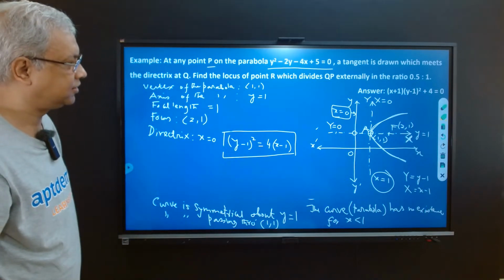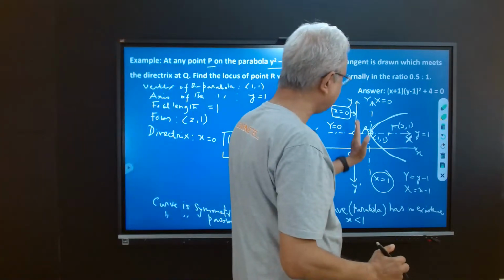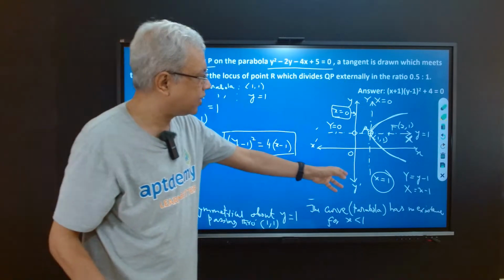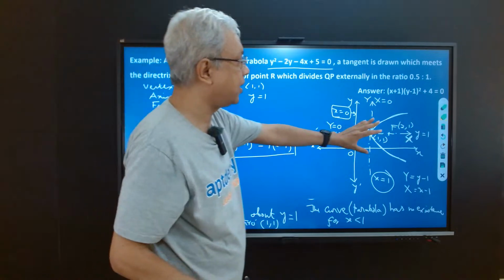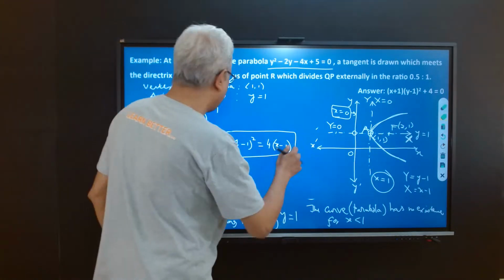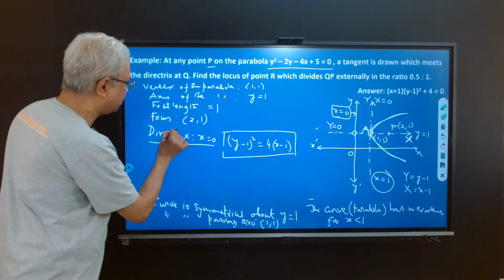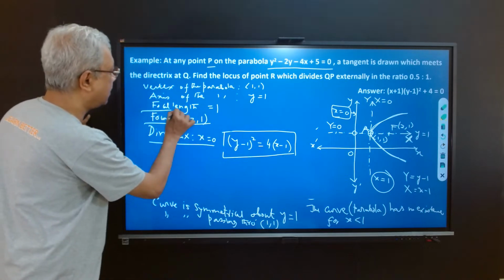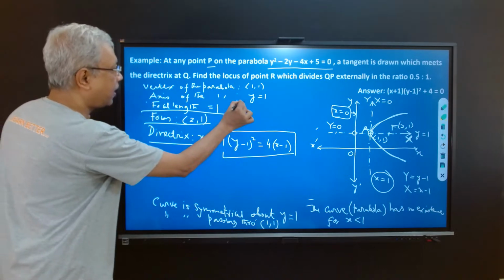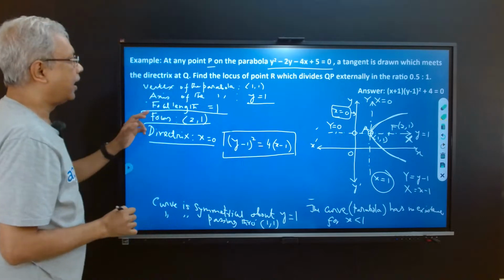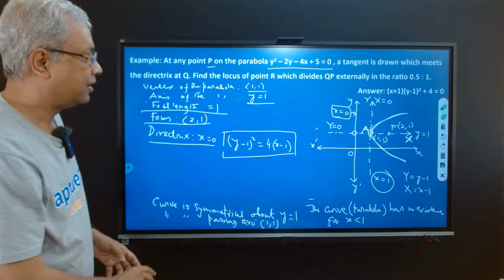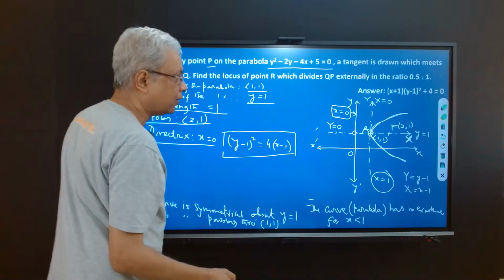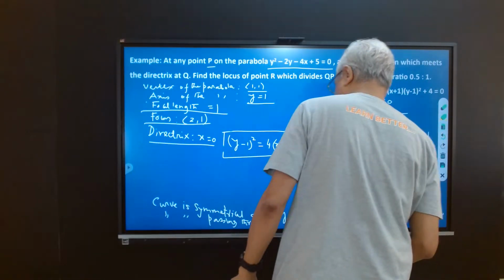Okay, so the directrix is x equal to 0. That means the directrix is nothing but the original y-axis. This is the y-axis. So we have fully described the parabola. The parabola's directrix is x equal to 0, the focus is (2, 1), the focal length is unity, the axis of the parabola is y equal to 1, and the vertex of the parabola is (1, 1). Are all these clear?